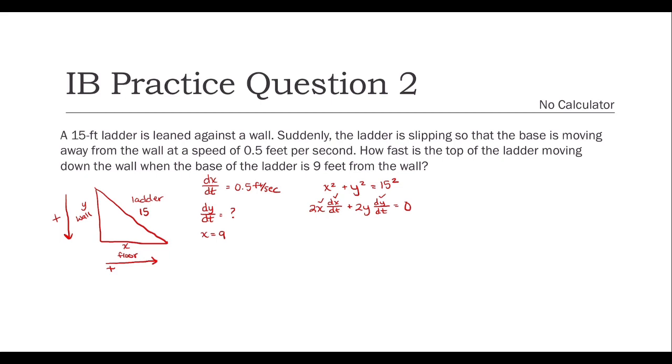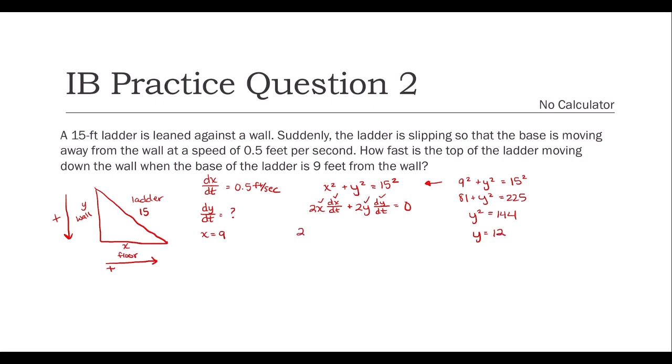So the way we can find y is by plugging in x to our original equation, so that we can find the distance the ladder is up the wall when it's 9 feet away from the wall on the base. So we have 9 squared plus y squared equals 15 squared. So 81 plus y squared equals 225. When we subtract 81 from both sides, we get that y squared equals 144. So y is going to equal the square root of 144, which is plus or minus 12, but we're not going to have a negative distance, so it's going to be 12. So now we know y.